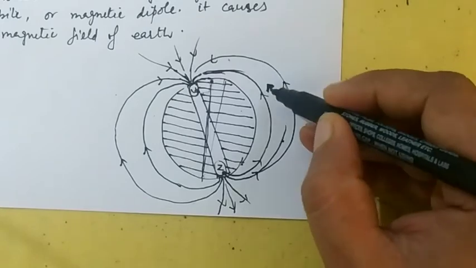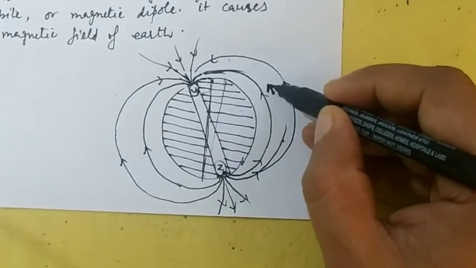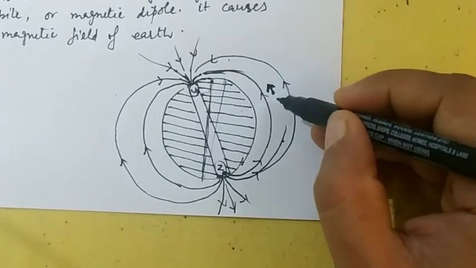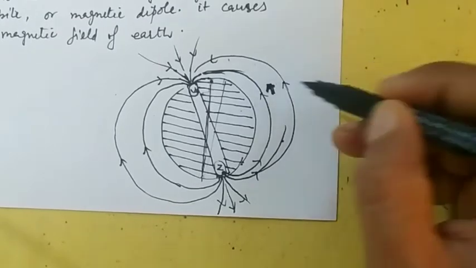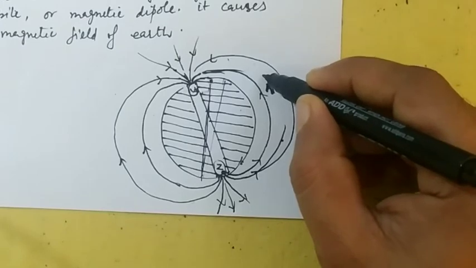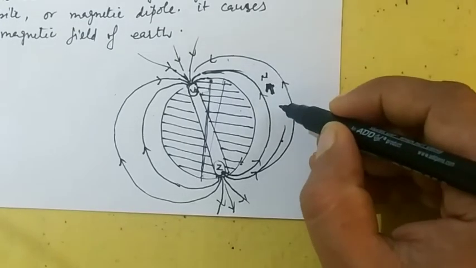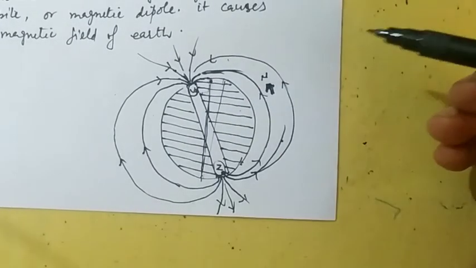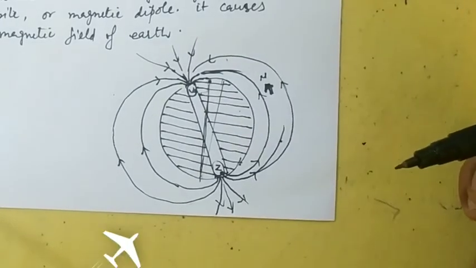So here if you keep a compass at this location, you will find that this compass will point along the direction of the magnetic field, that is, toward this direction. So that is why this magnetic needle has its north pole always towards the south pole of the Earth.